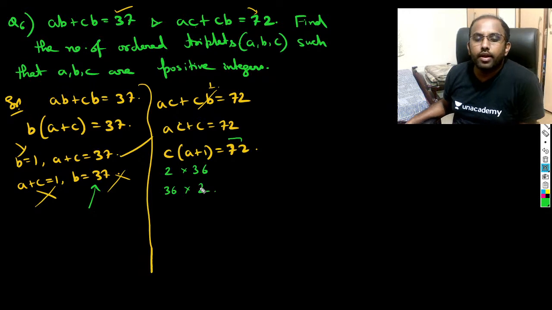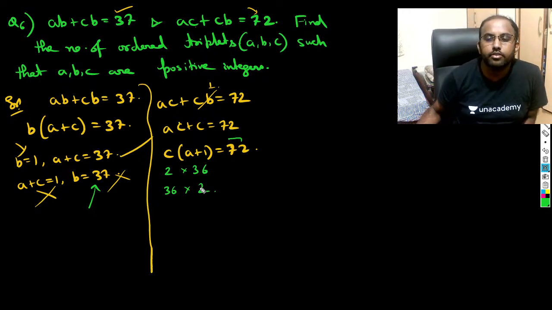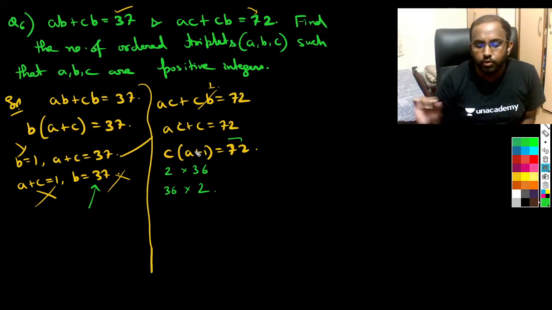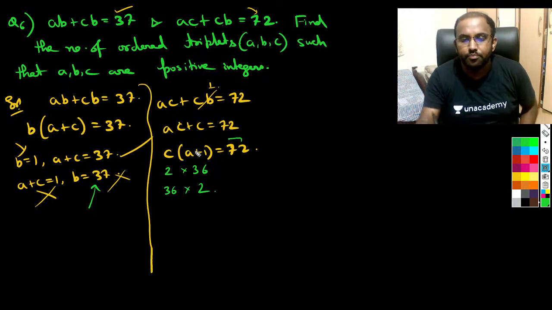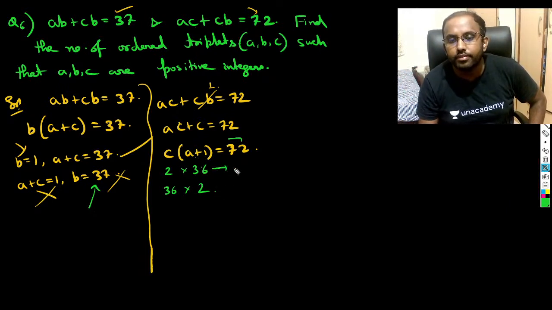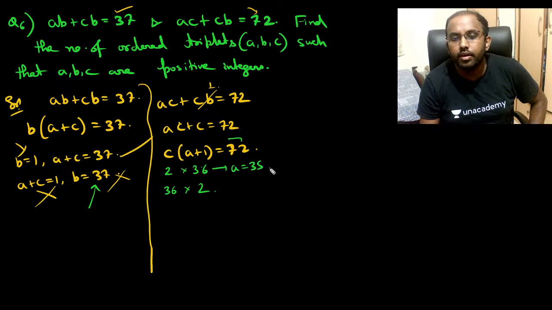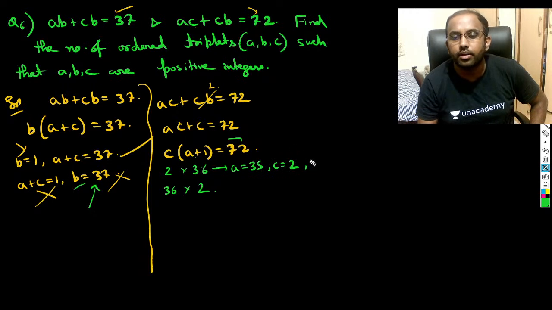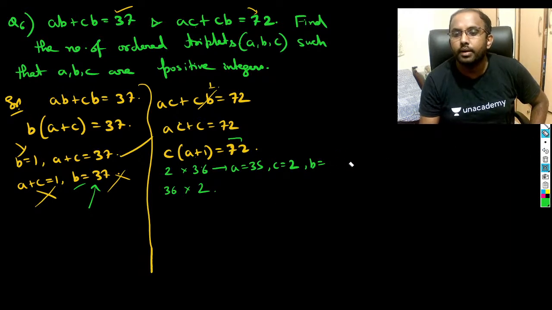So once you check the values here, 2 into 36 and 36 into 2, you can quite easily see that the value satisfying here will be, in the first case, A is 35, C is 2, and B is 1. Sorry, B as 1, I'm sorry. So one triplet I got here.